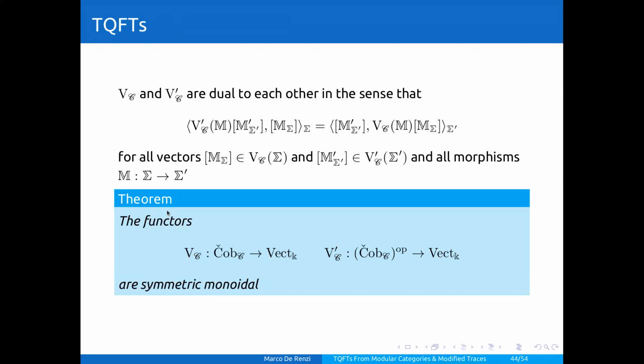And now the theorem is that these two functors are in fact symmetric monoidal, and they are TQFTs. So this is by definition. So is it obvious that they end up in finite dimensional vector spaces? No, this is a consequence of symmetric monoidality. So this is something you prove, essentially.